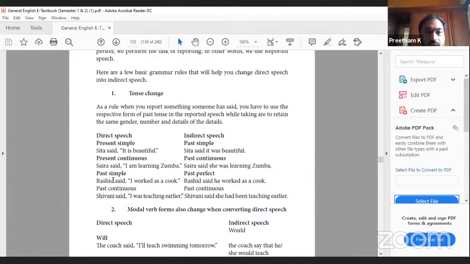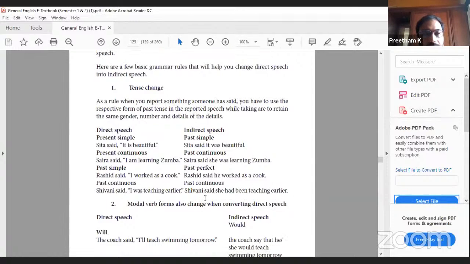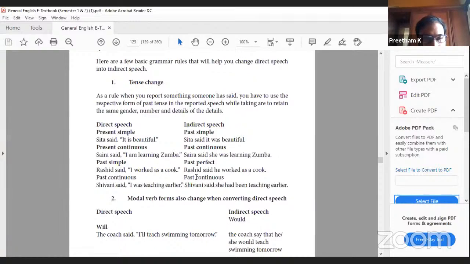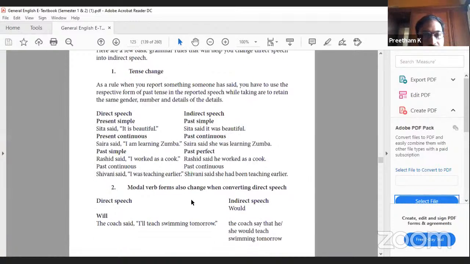Again, it is past continuous. Past simple becomes past perfect. I worked as a cook. Said he worked as a cook. Past continuous. I was teaching earlier. She had been teaching earlier. So this is not just past continuous, it should be past perfect continuous.